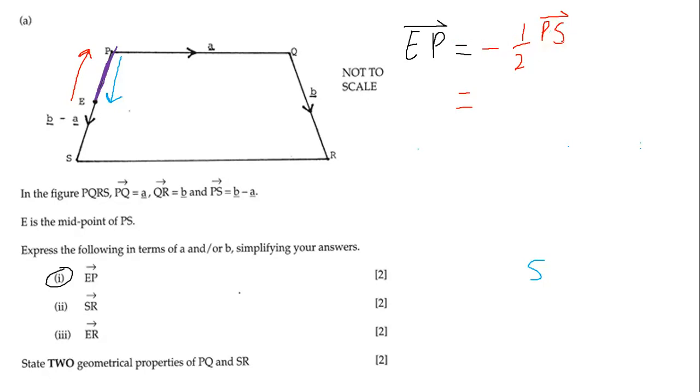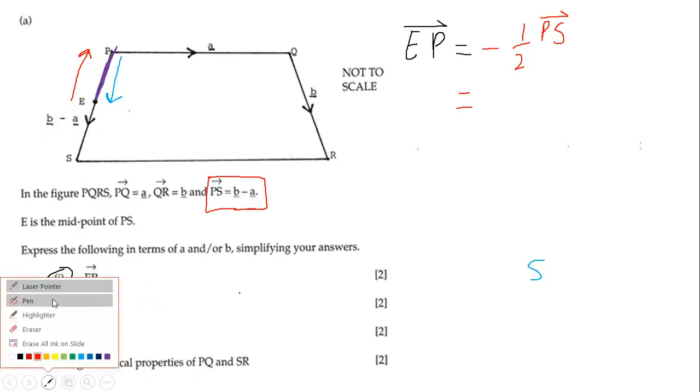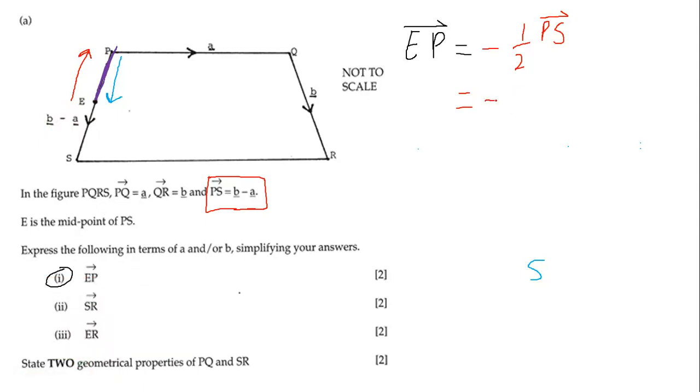And so what is PS? PS, right here we have it, PS is equal to B minus A. We can also see that in the question, PS is actually B minus A. So let's write that down. This is going to be negative a half, B bar minus A.